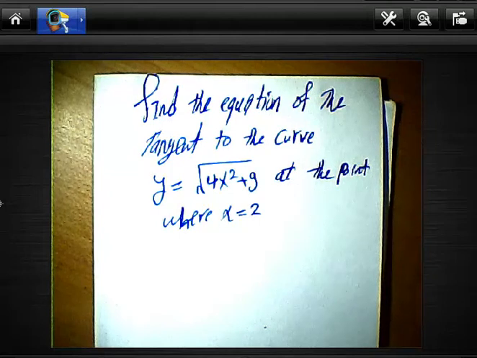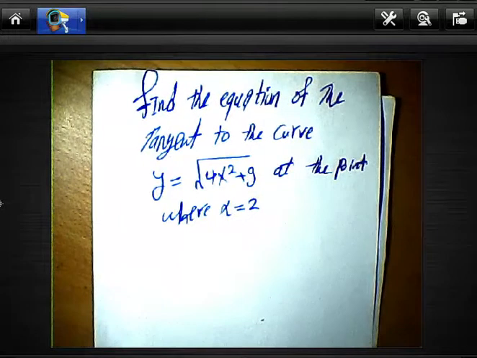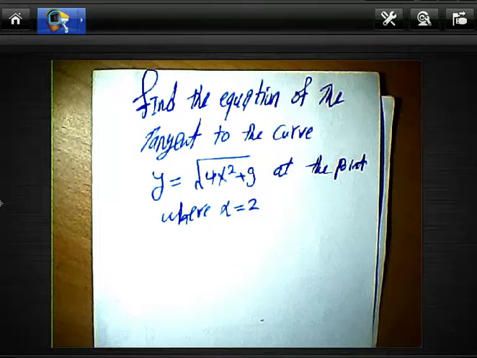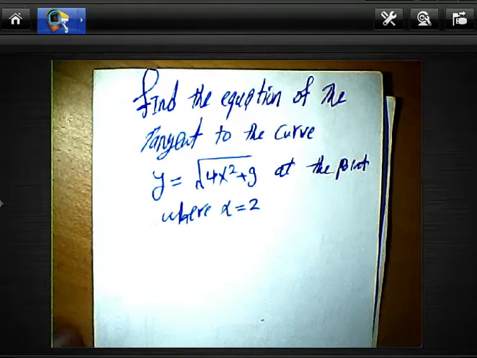We will complete the questions about derivatives. Look at this example. He asked about the equation. Find the equation of the tangent to the curve y equals the square root of 4x power 2 plus 9 at the point where x equals 2. Who can solve it? First, we can find the derivative of this function with respect to x.